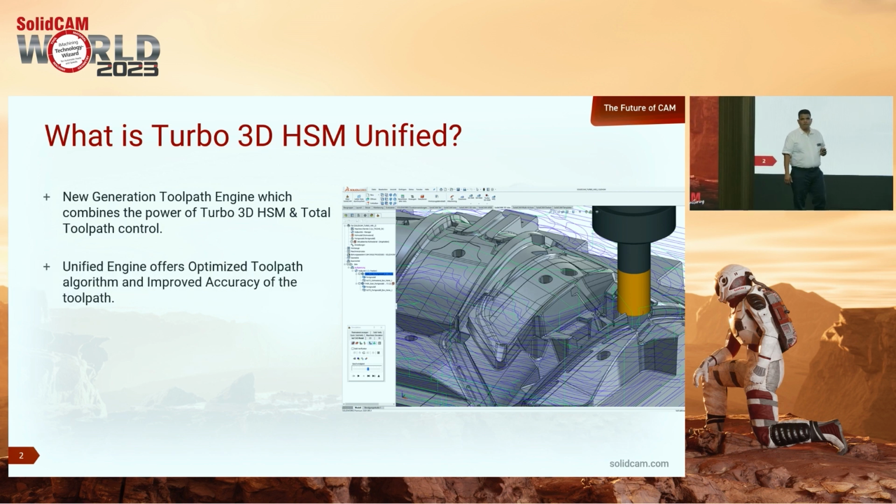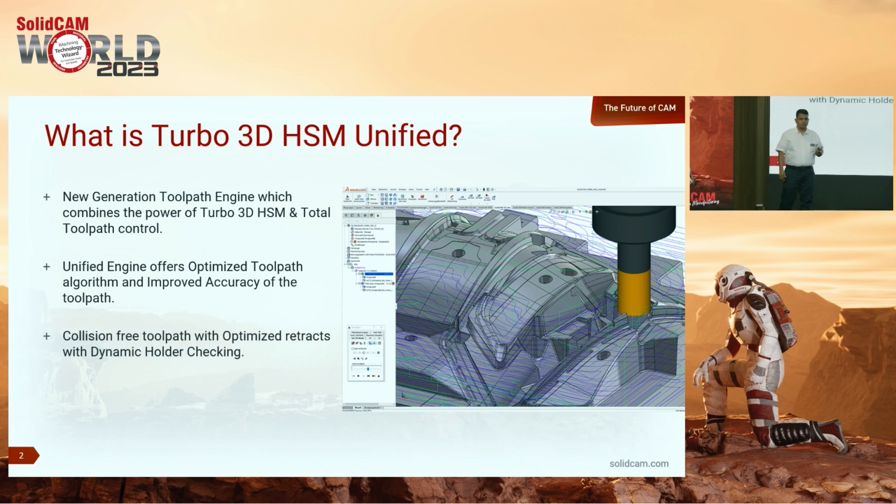It offers a very optimized algorithm and improved accuracy. This is one of the things that caught our attention in the last 1.5 years that we have been testing this engine: the accuracy of this engine is much, much better than the current two engines put together that we have inside SolidCAM. So it's way more accurate, and gives you a much better surface quality because of the accuracy.